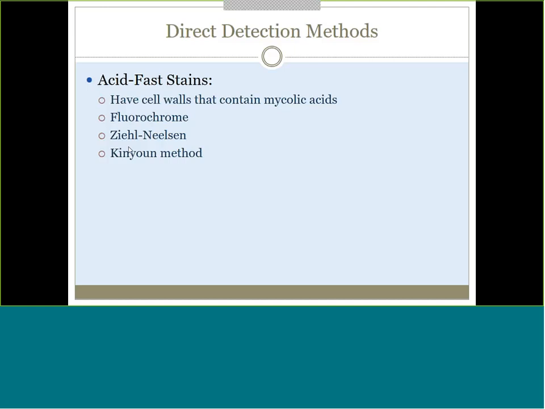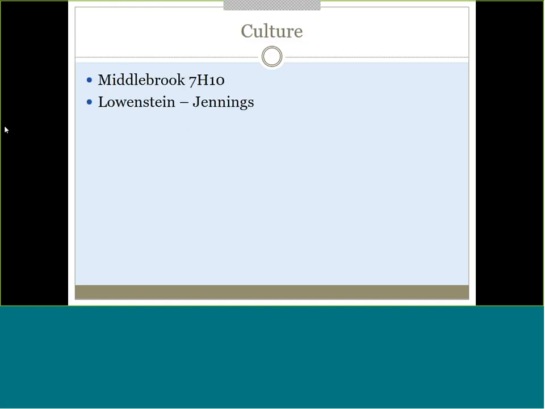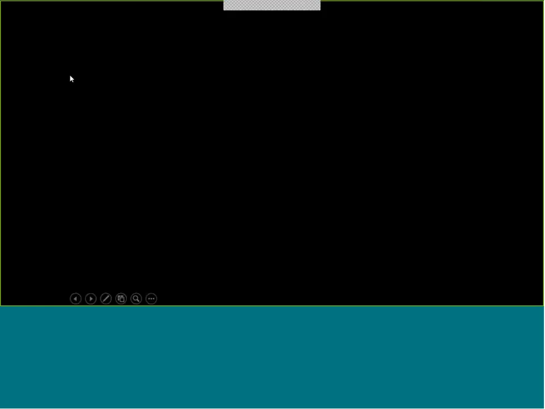And again, the fluorochrome dye was auramine rhodamine. That should have also been mentioned around the same PowerPoint. And special agars, if we do think we're dealing with mycobacteria, we can use a Middlebrook or a Lowenstein-Jensen to help grow those out. So just link these with the growth of mycobacteria.